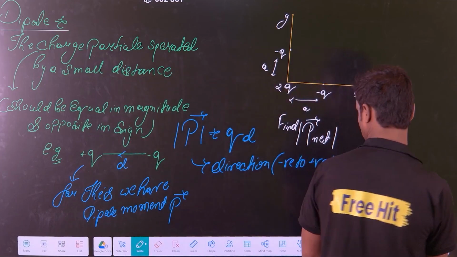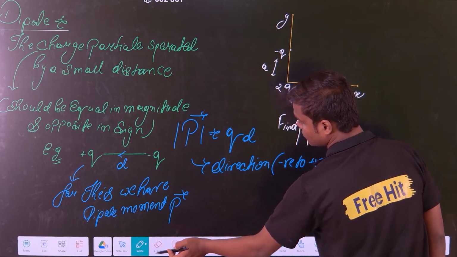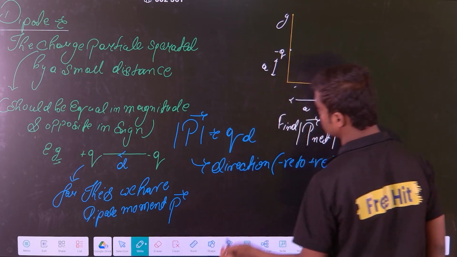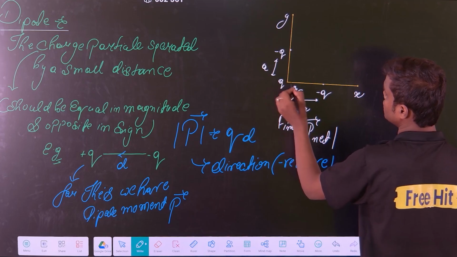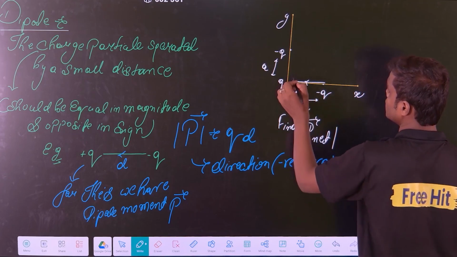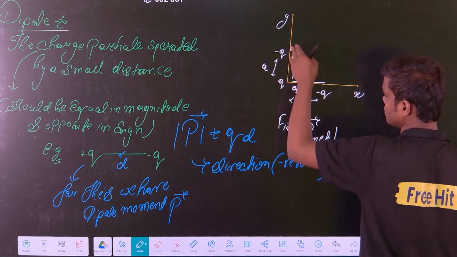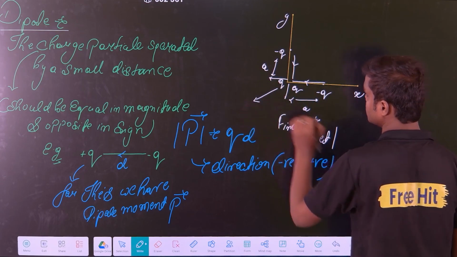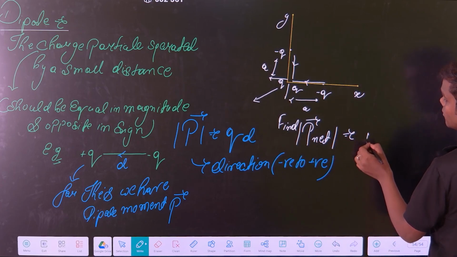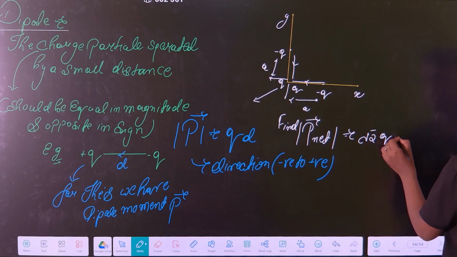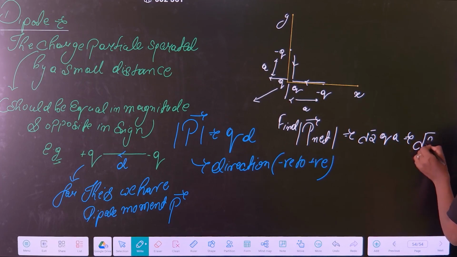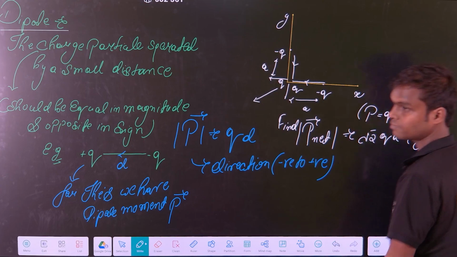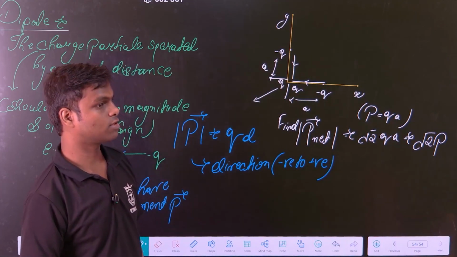What you will do? Just break this charge into two charges. This will become plus q, and this will become plus q. So there will be one dipole moment in this direction, and one in this direction, negative to positive. So you will get the net in this direction. The value will be root 2 into qa, that is, P is root 2 qa. Simple. Clear? Any doubt?